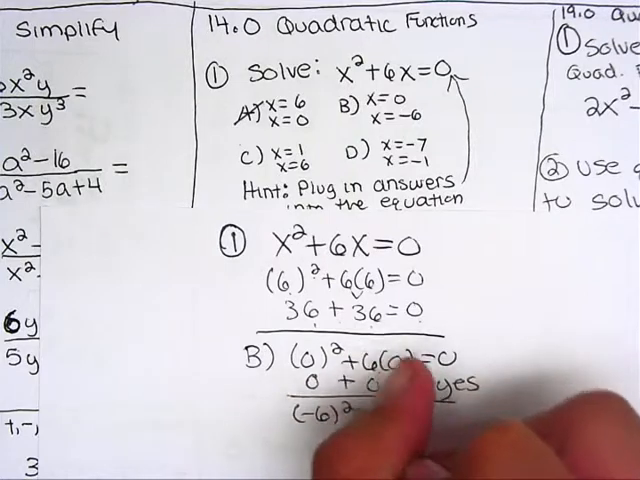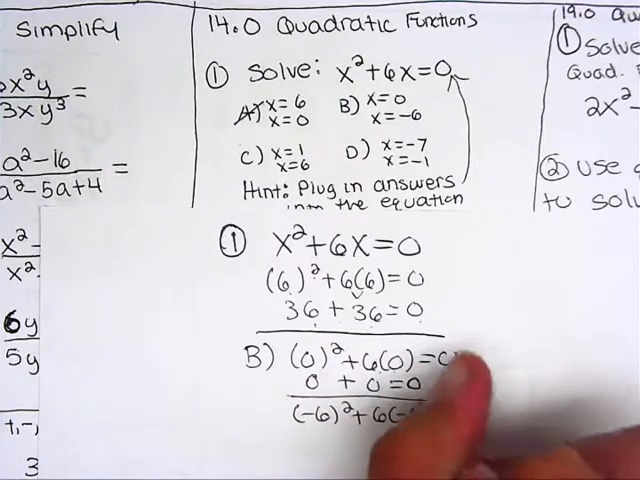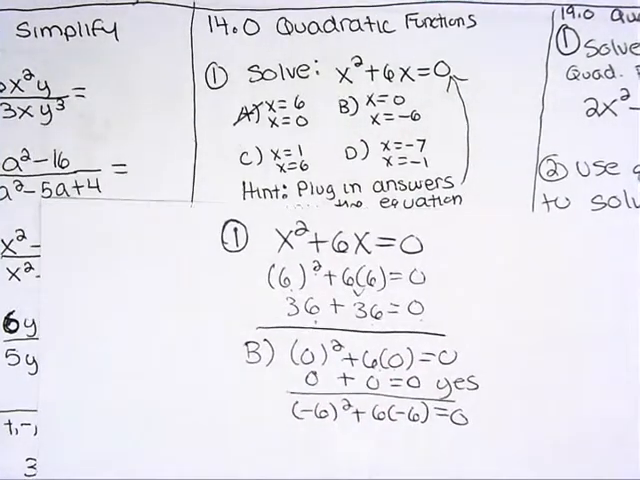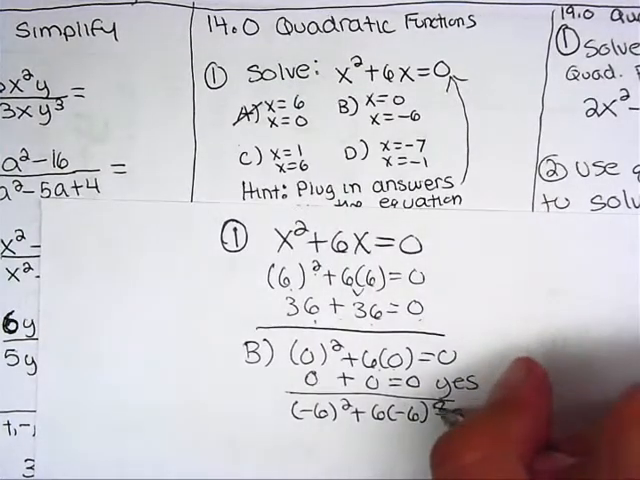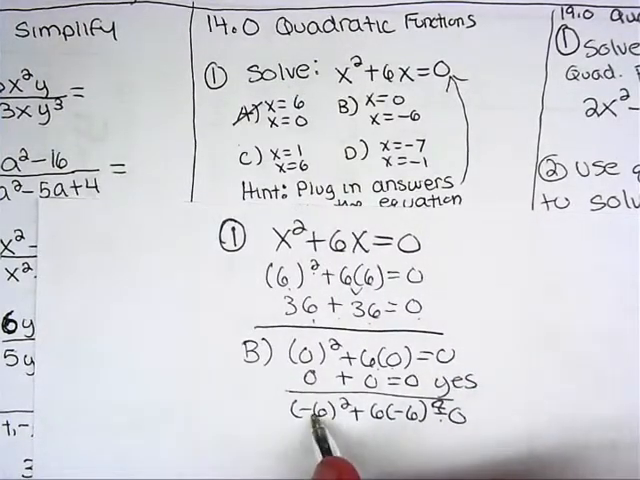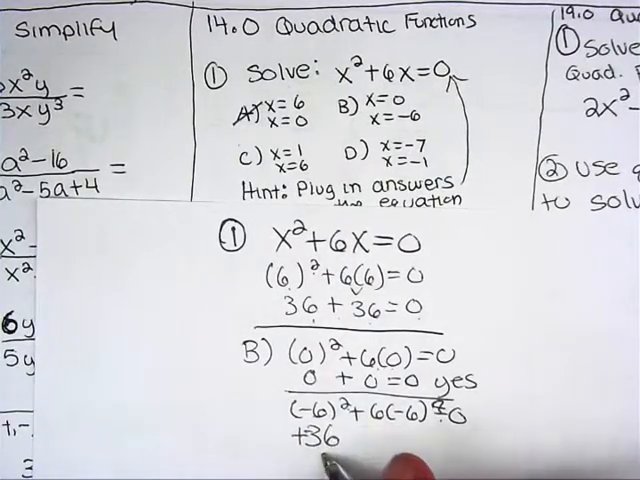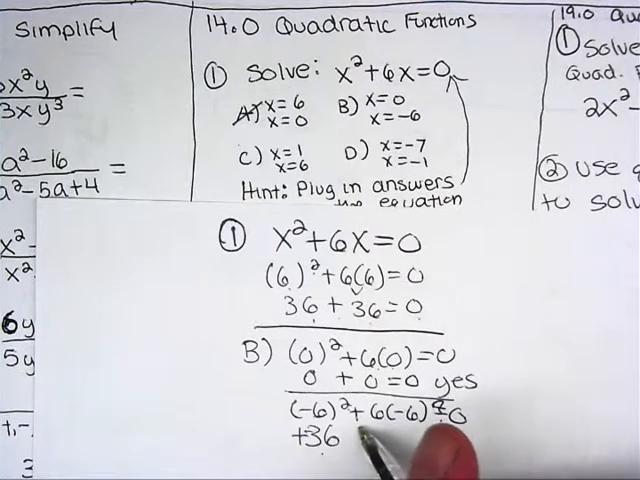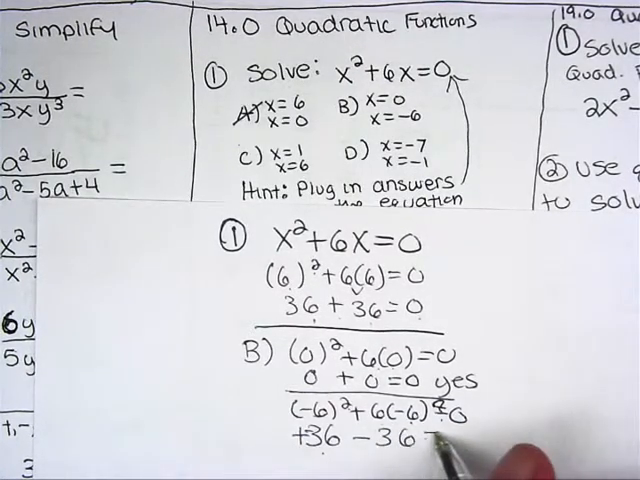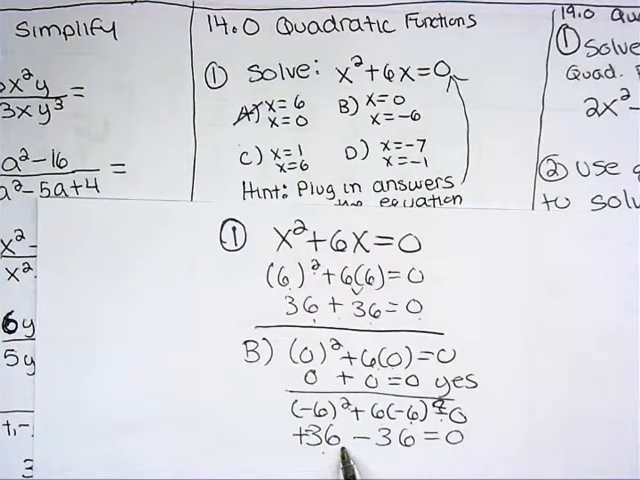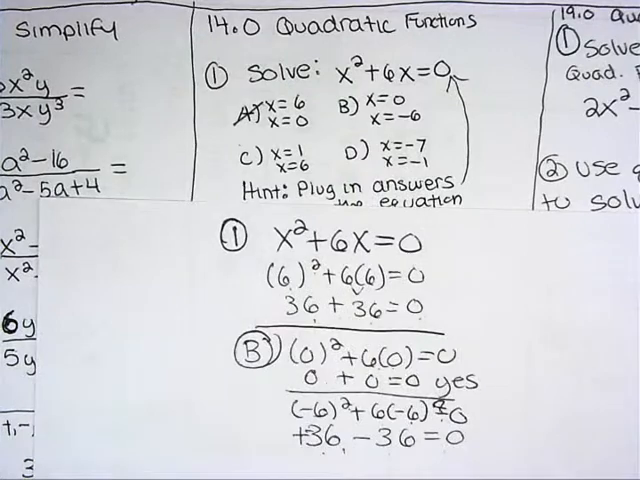Negative 6 squared plus 6 times negative 6 equals 0. Is that true? Negative 6 squared is positive 36, because a negative 6 times negative 6 is positive 36. 6 multiplied by negative 6 is negative 36. Positive 36 minus 36 does equal 0. B is the correct answer.